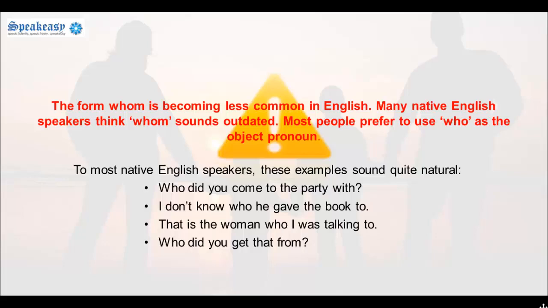Who did you come to the party with? I don't know who he gave the book to. That is the woman who I was talking to. Who did you get that from?